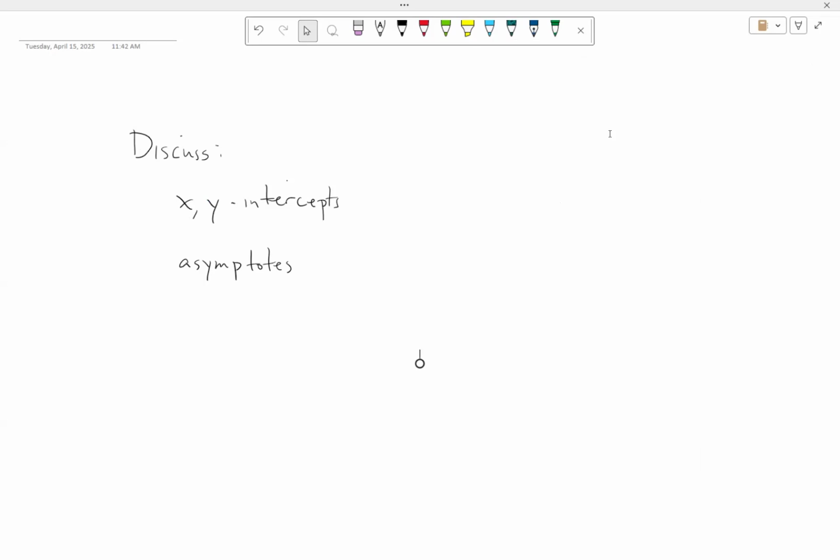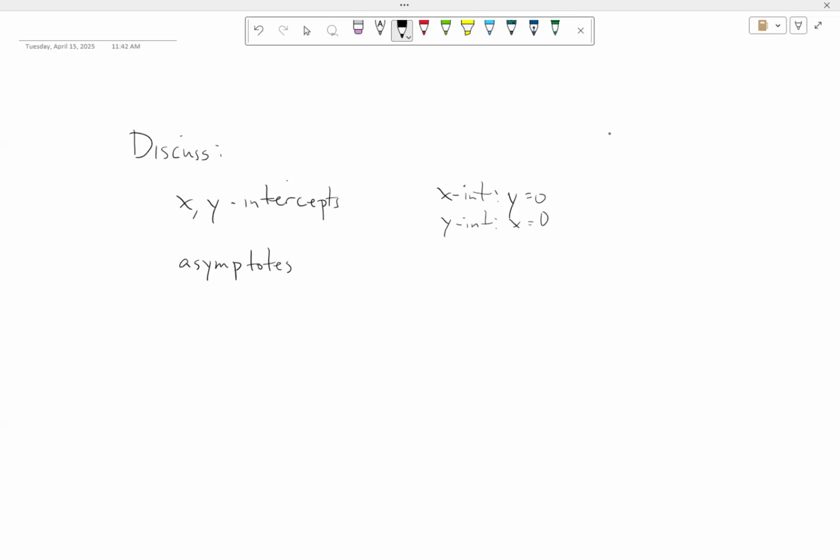Are we ready? I have some questions. So, how do you find x-intercepts, Jack? Set y to 0. So for x-intercept, you set y equal to 0. And the y-intercept? Thank you. Are we good with this? Pretty straightforward. Okay, good. Okay, asymptotes.